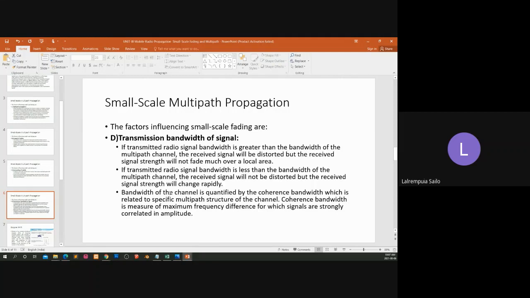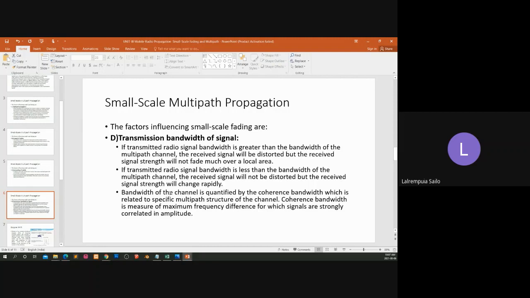Because of the multipath channel, the received signal will be distorted, and the received signal strength will change rapidly.